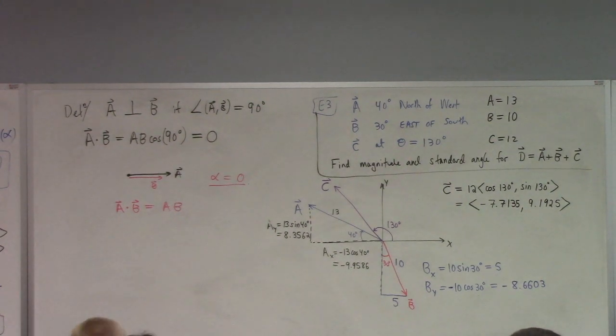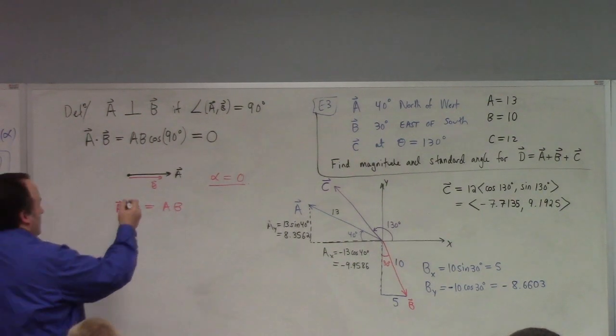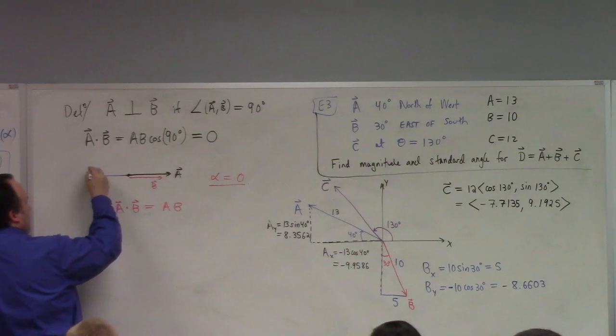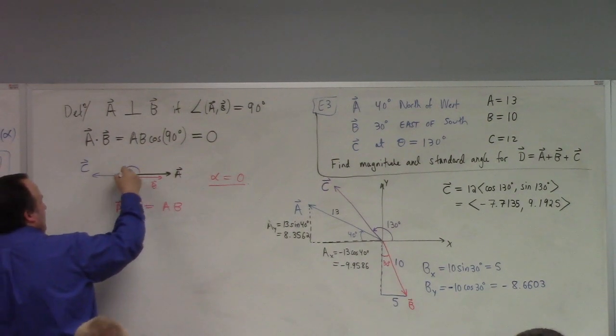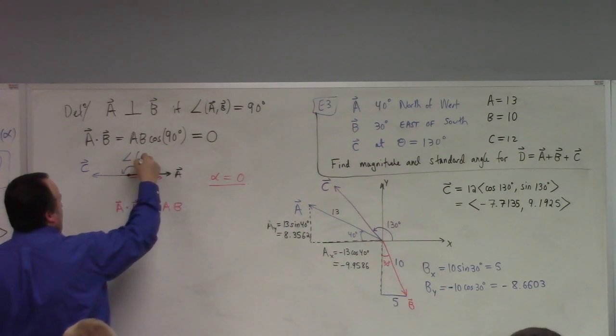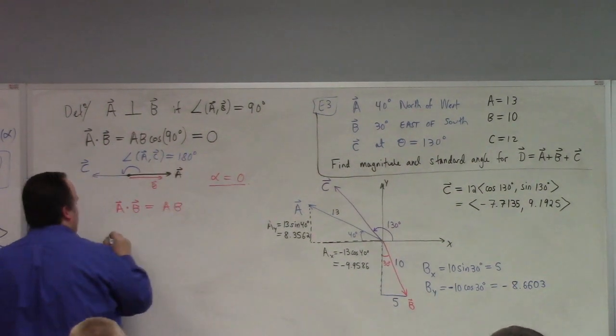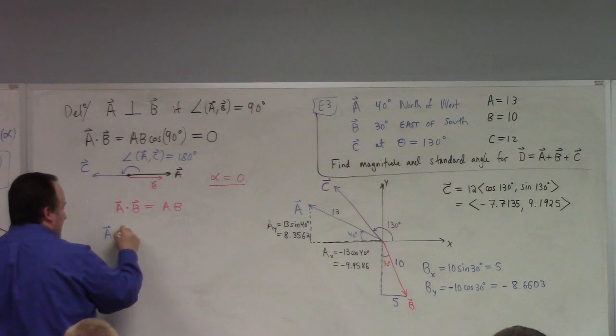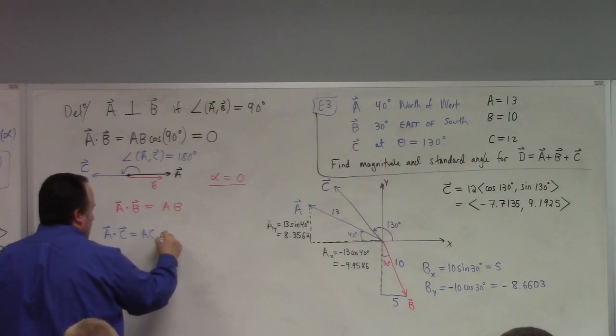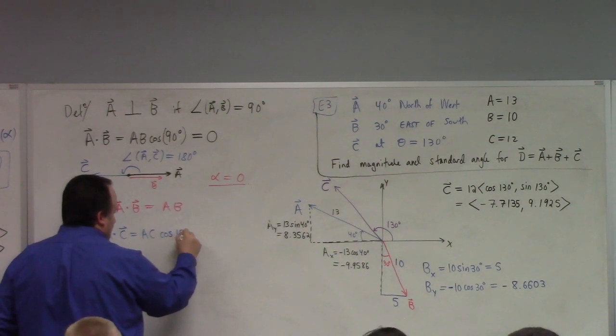Two vectors would be anti-parallel if what? Anti-parallel would mean, yeah, like this, let's say C goes this way, right? And so this time the angle between, let's say, A and C is 180 degrees. Well, in that case, A dot C would be AC cosine 180. What's the cosine of 180?